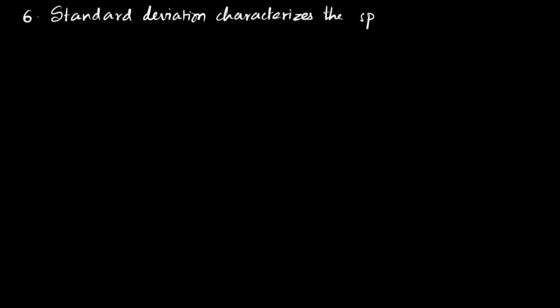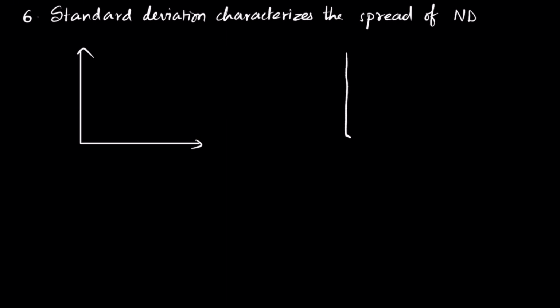Property number 6. Standard deviation characterizes the spread of normal distribution. Let's look at two different graphs. Graph number 1 and graph number 2.